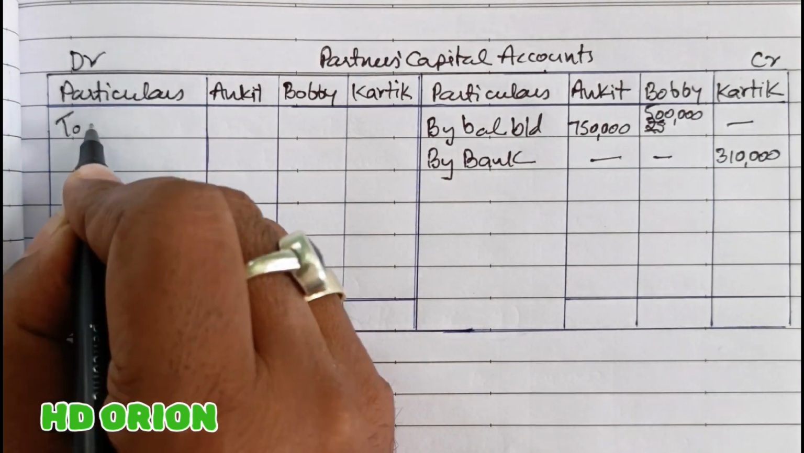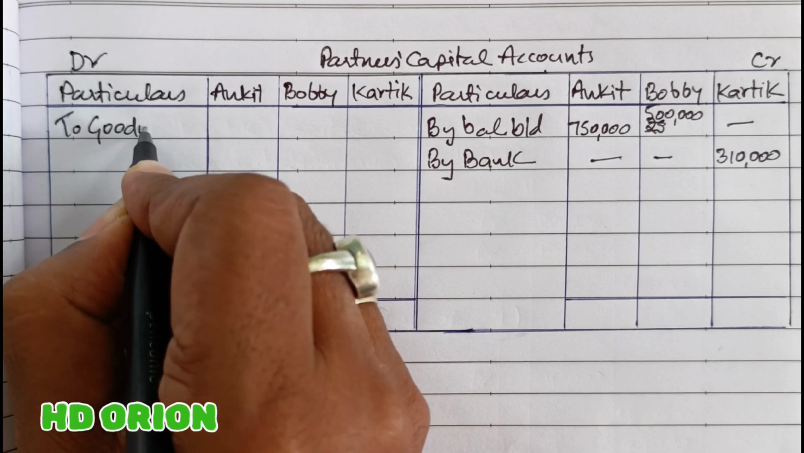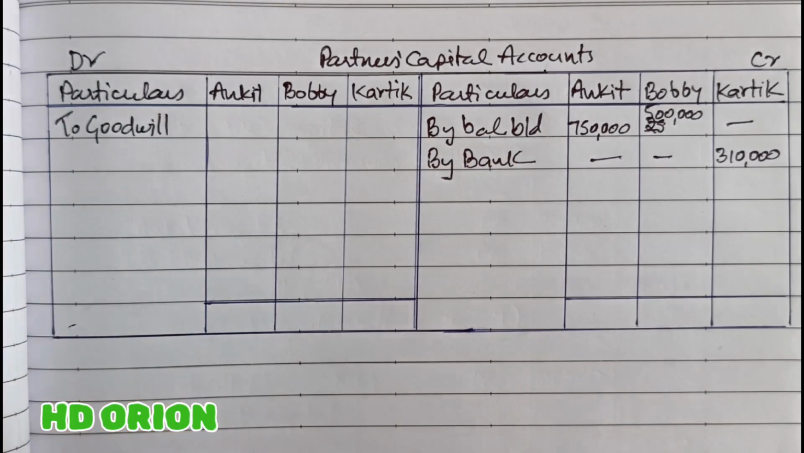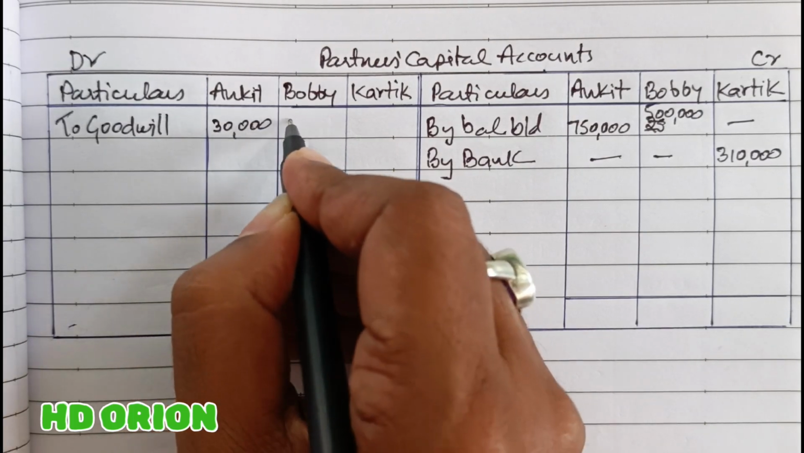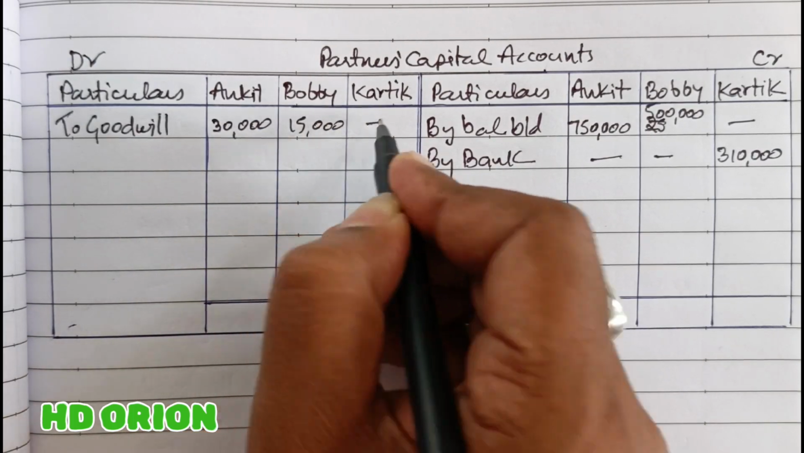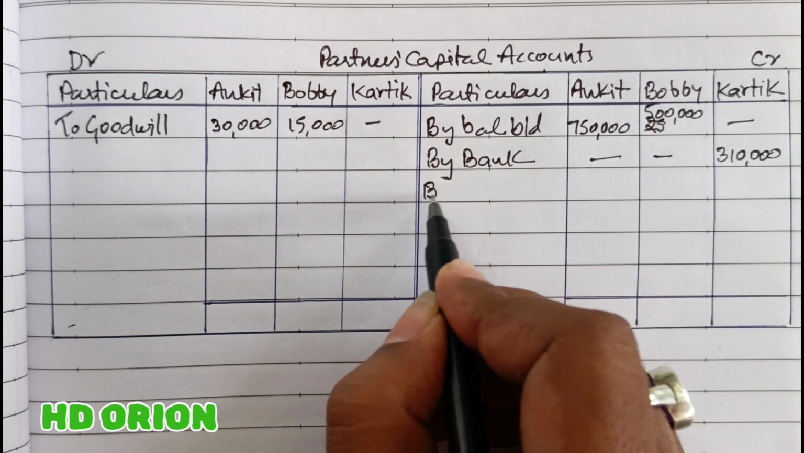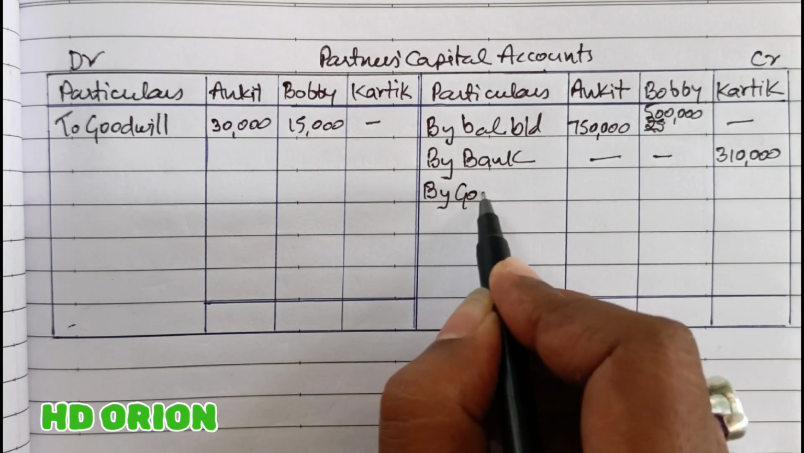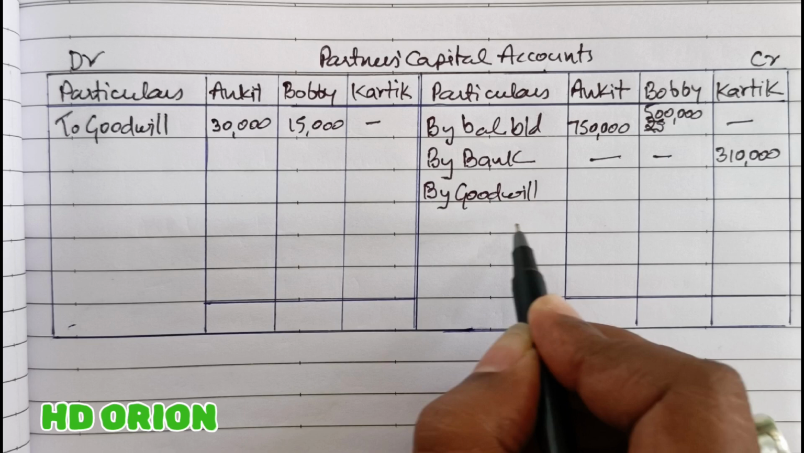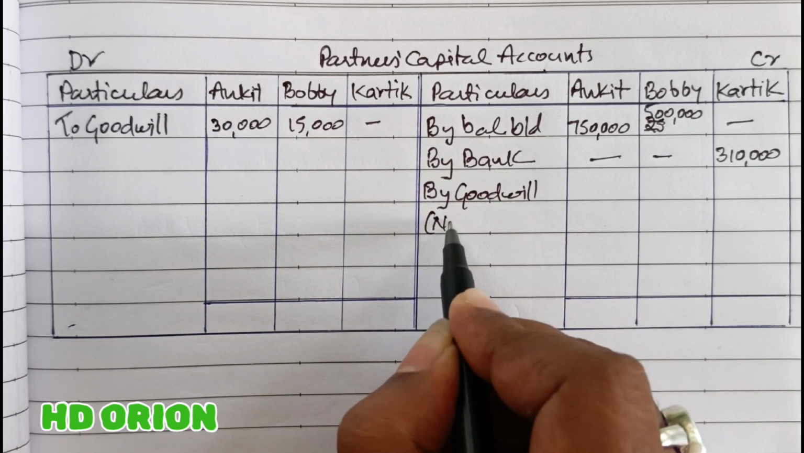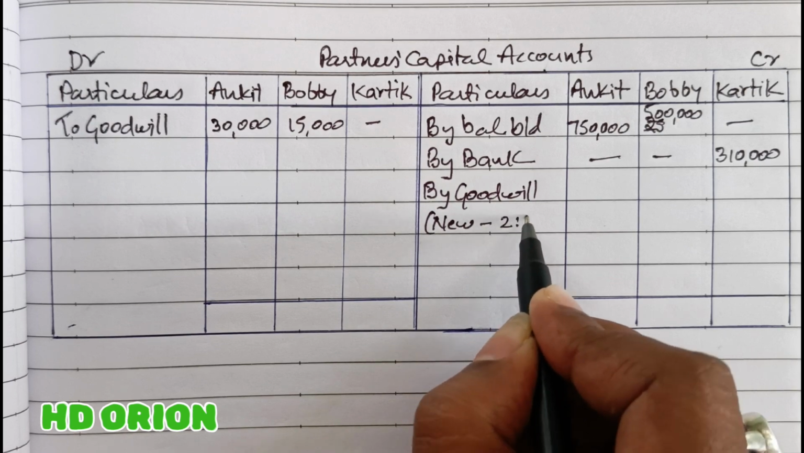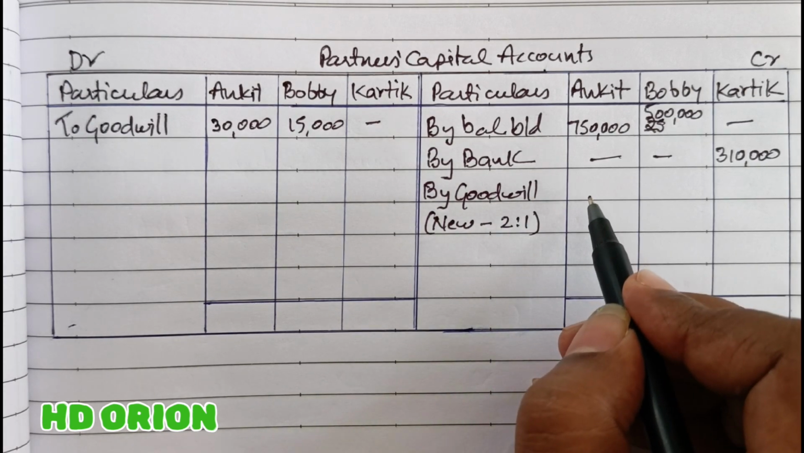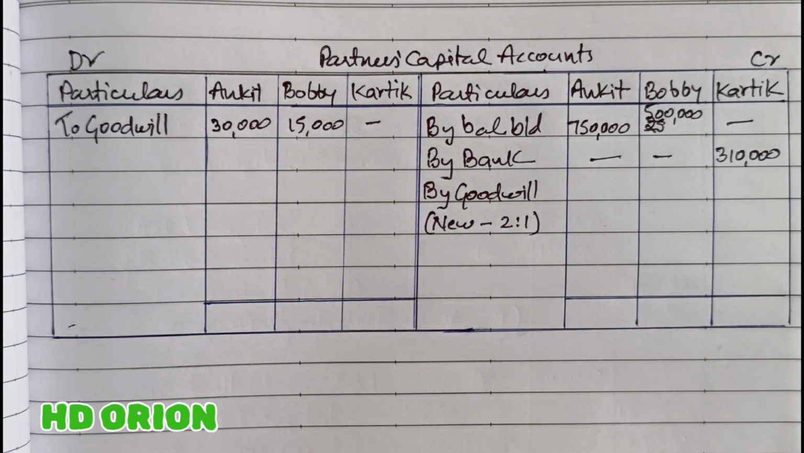Now we will write off old goodwill, 75,000 rupees, not 45,000 rupees, in old ratio. Now we will raise the new goodwill, that is by goodwill. It is the new goodwill, and raising of the goodwill is in old ratio, that is 2:1, and the amount of goodwill is rupees 2,40,000.